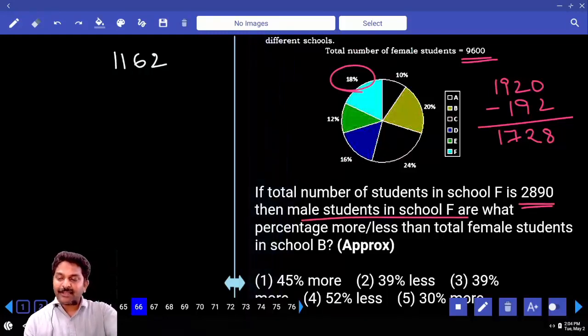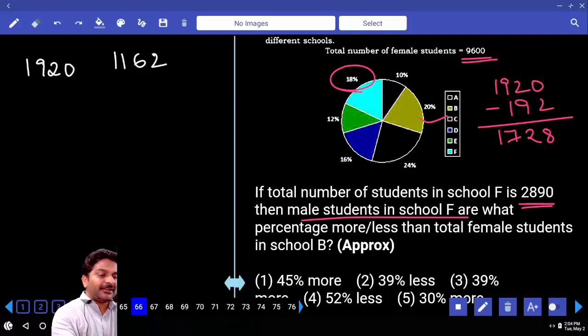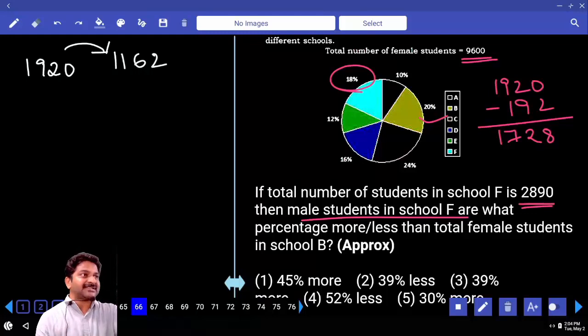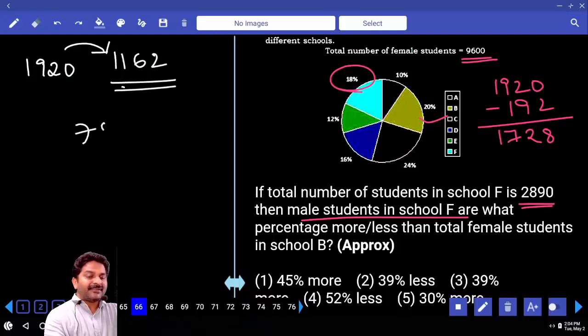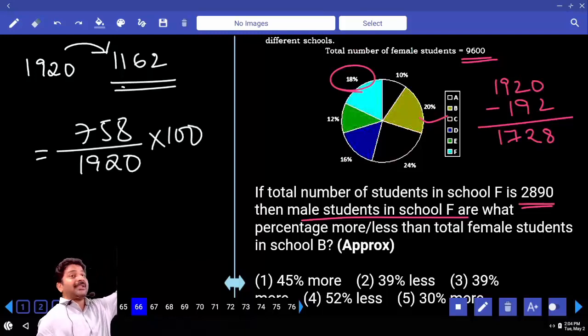Now the male in school F are what percentage more or less than female from school B? In school B, how many female are there? 20%. Already we calculated 20% value, 1920. So this is how much percentage? Less. That's what we need to calculate. Ante now. Subtract 1200 first, then add 38 later. Subtract 1200, 720. Add 38, 758 less from 1920 percentage. Is it more or less? Is 1162 more than this number or less than that number? Less. So answer is less only.